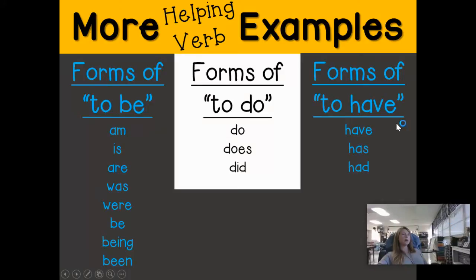All right, more helping verb examples. Forms of to be: am, is, are, was, were, be, being, been. To do: does, did, and have, has, had. Okay, you don't have to memorize all these because when you look in a sentence, you'll be able to tell.